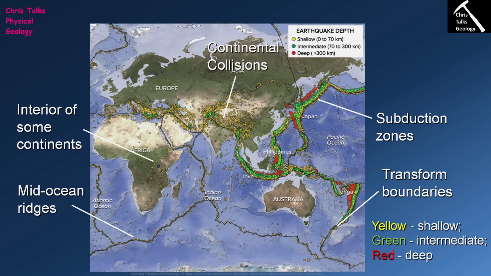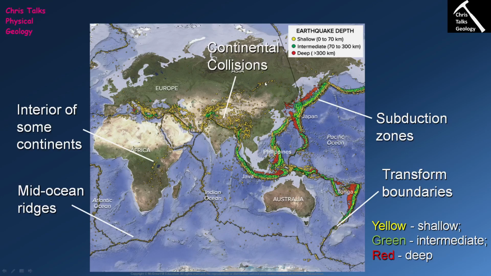If this process is allowed to continue, Somalia, parts of Kenya, will eventually rift off the eastern side of Africa and move off as their own little microcontinent. And of course, at that point, we're going to have a fully fledged divergent plate boundary forming.